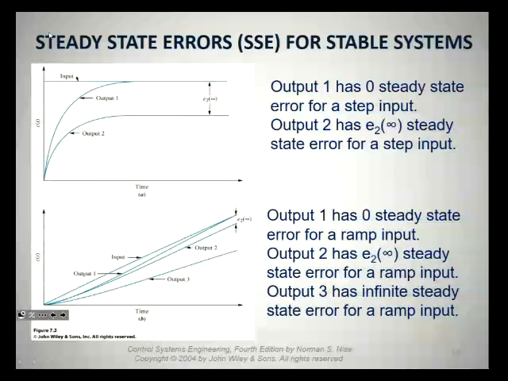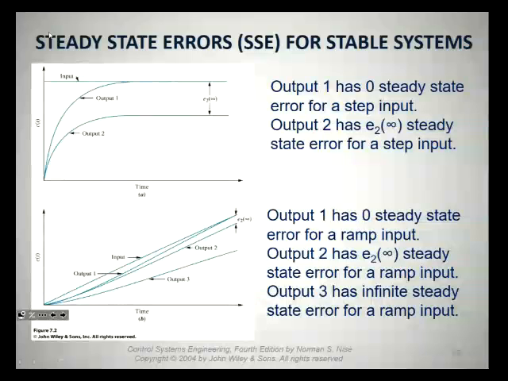If that's the reference input, and output 1 is reaching that reference input, it's obviously got 0 steady state error, just getting to what we want it to get to. And output 2 has obviously got an error, which in this case has been represented by E2 at time infinity. So E2 is the amplitude, and the infinity is just the time it's measured.